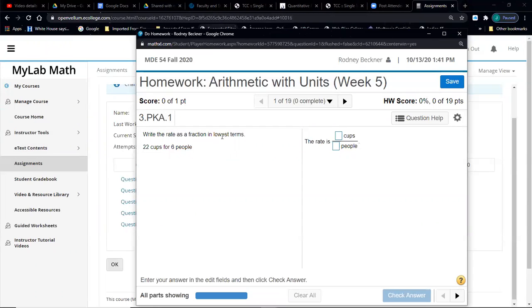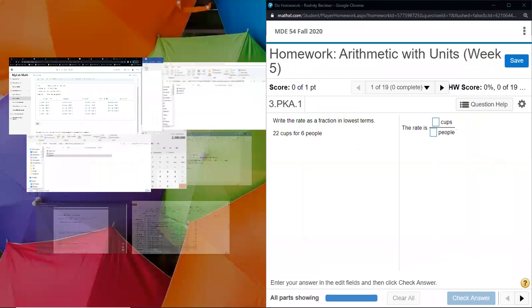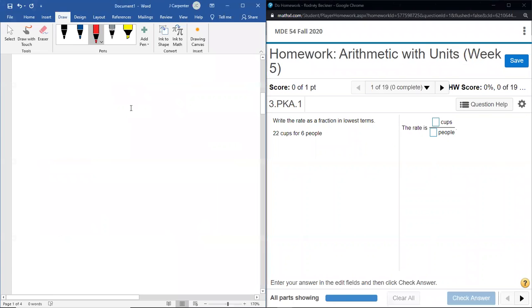When they say to write the rate as a fraction in lowest terms, they don't just mean to write 22/6 and reduce the fraction. They mean to write 22 cups, literally, over 6 people. And again, literally, you're supposed to use your words, use your units, because without the units, 22 over 6 means nothing, or its reduced form, which we'll get to in a minute. So let's do that. Boom, there we go, get the pen. So write the rate as a fraction in lowest terms.